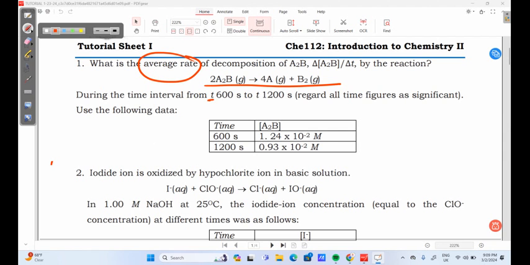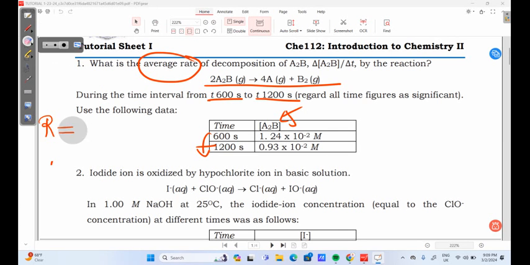We are told from 600 seconds to 1200 seconds. What are we told? Use the following data to determine the average rate. So how do you go about it? I've already given you the formula, right? So what formula are we going to use? Our R is equal to, since we've been given information about our reactant, what will be our formula? I said negative 1 over 2 and then the change in concentration, so we had this minus that.